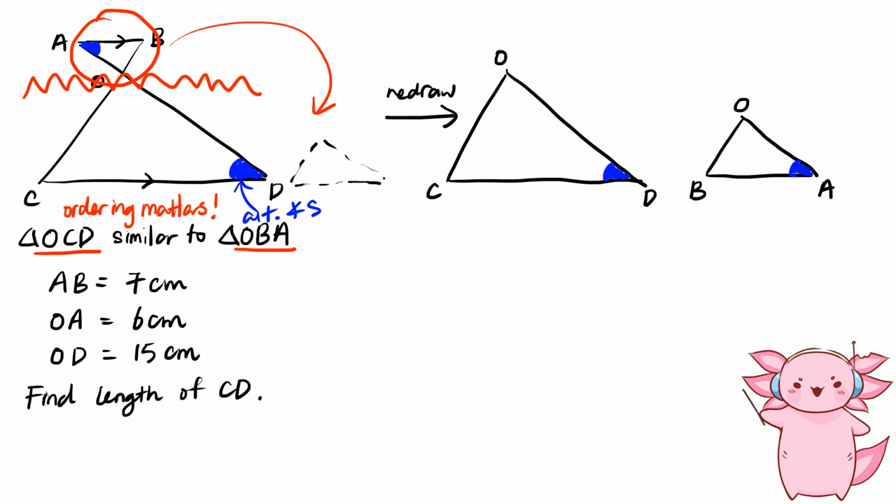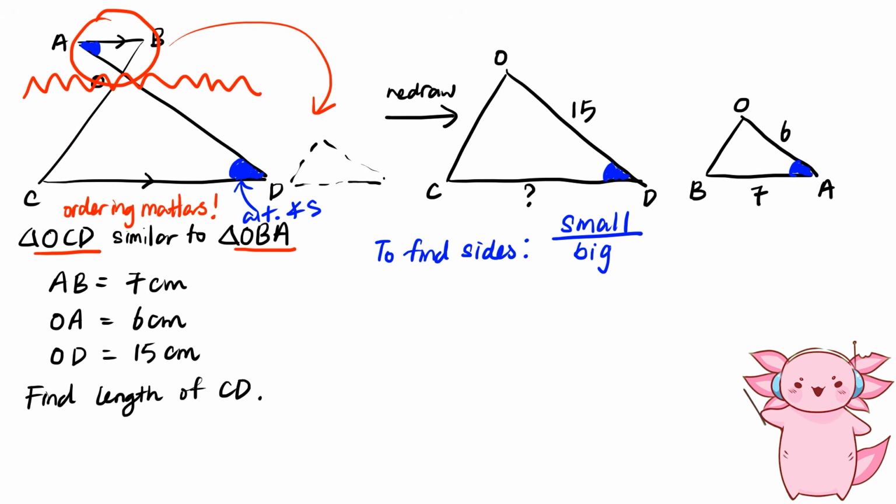For similarity, since one is just an enlarged version of another, kind of like zooming into an image, the corresponding angles are the same. The formula to find the sides is that the ratio of the small over big is equal to small over big.